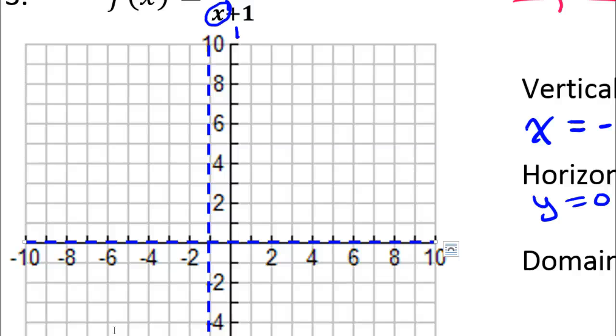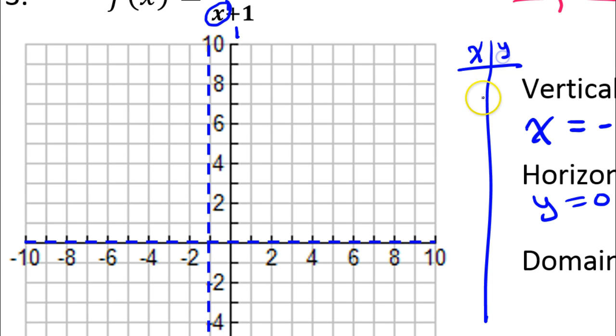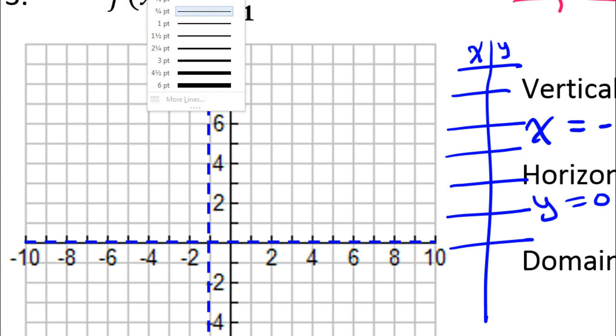So we need to plot some points right now. What we're going to do is make a table of values. And I'm going to make my table of values right here. I don't know why I made it that big. I'm not going to do that many points. We need at least 3 values on the left of the vertical asymptote and 3 values on the right. So here are the values that I'm about to use.